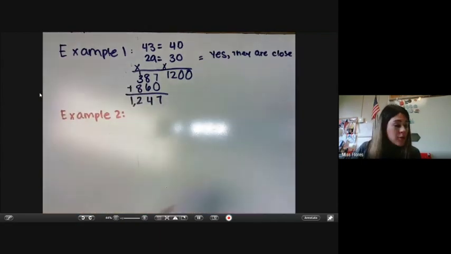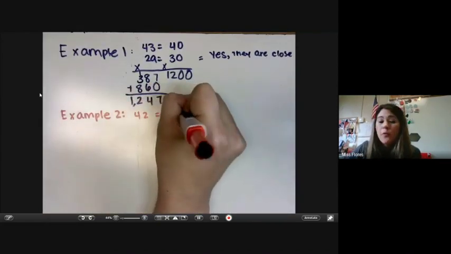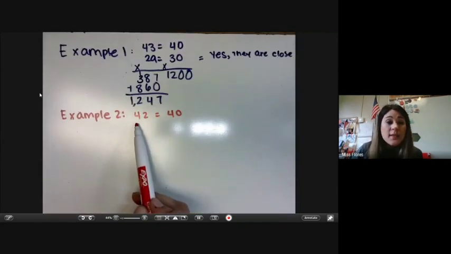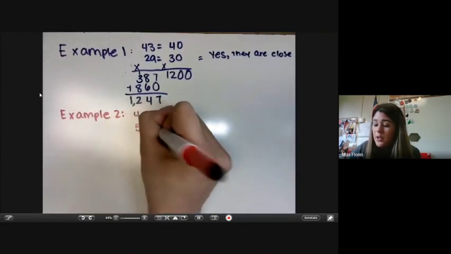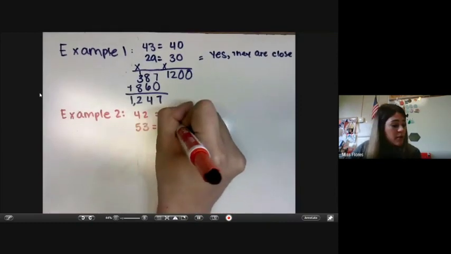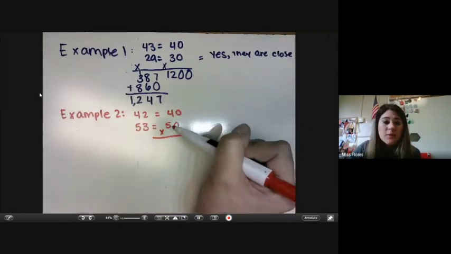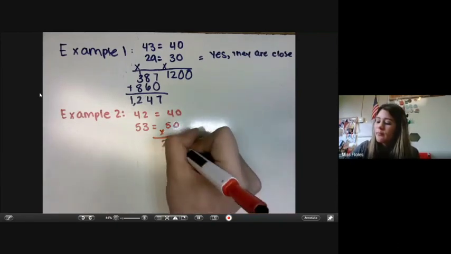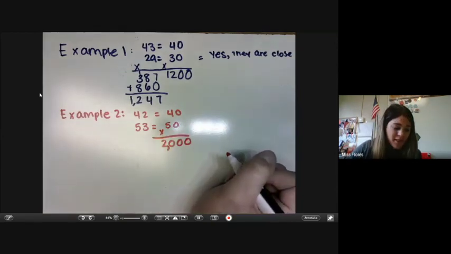Okay, example 2, so the number 42 gets rounded to 40 because we're looking at the 2. Again, that's less than 5, so the 4 is going to stay the same, so we're going to change that to 40. And then 53, also the 3 is less than 5, so that 5 is going to stay the same. Gets rounded to 50. So now we can multiply. Again, this is an easy math problem. 5 times 4, counting by 5s, 5, 10, 15, 20. And then we add our 2 zeros. So we get 2,000, okay?